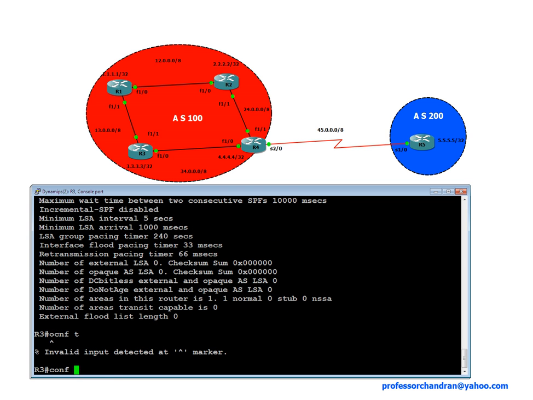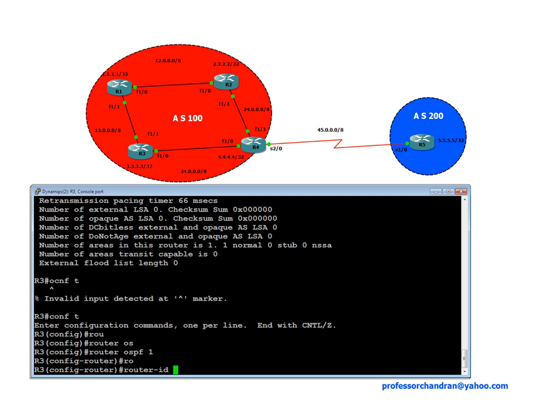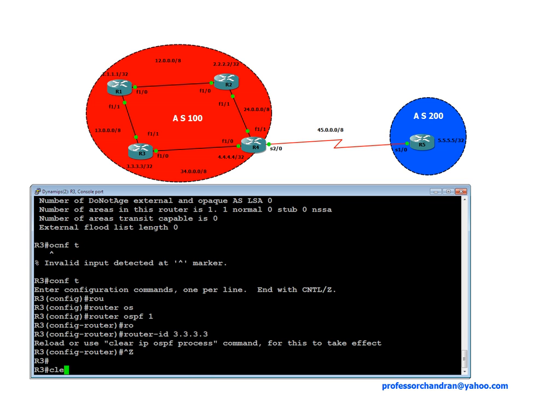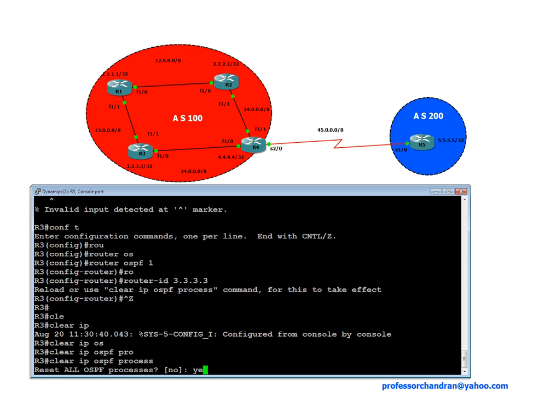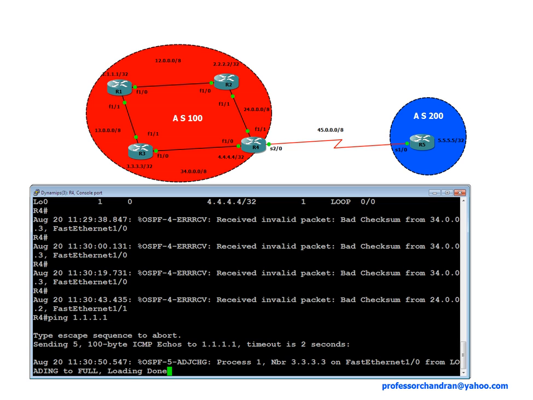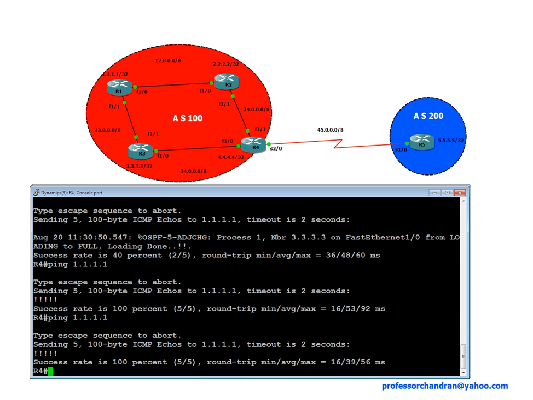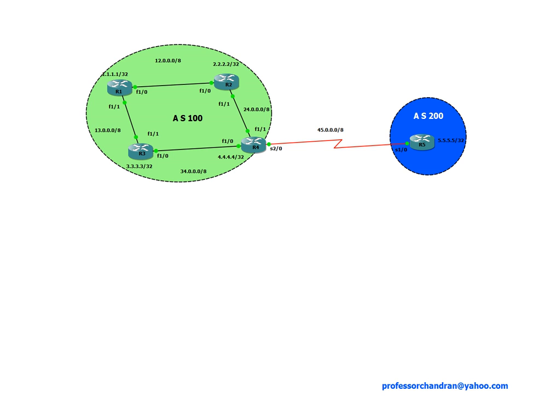Router OSPF 1, router ID 3.3.3.3, then clear IP OSPF process. Okay, now the problem is solved. I should ping from R4. One second, let me try. Okay, ping happens. Yes, pinging. So OSPF is also running between R1, R2, R3 and R4. No problem. Right, I just changed the color from red to green.